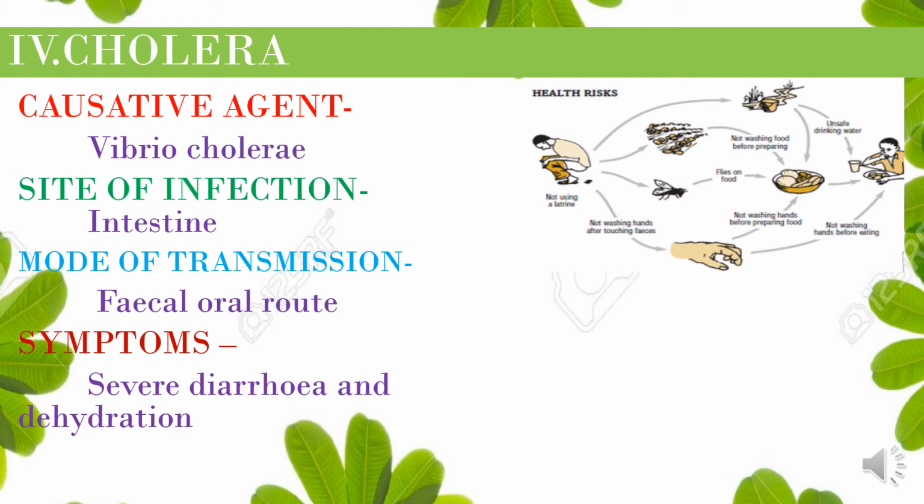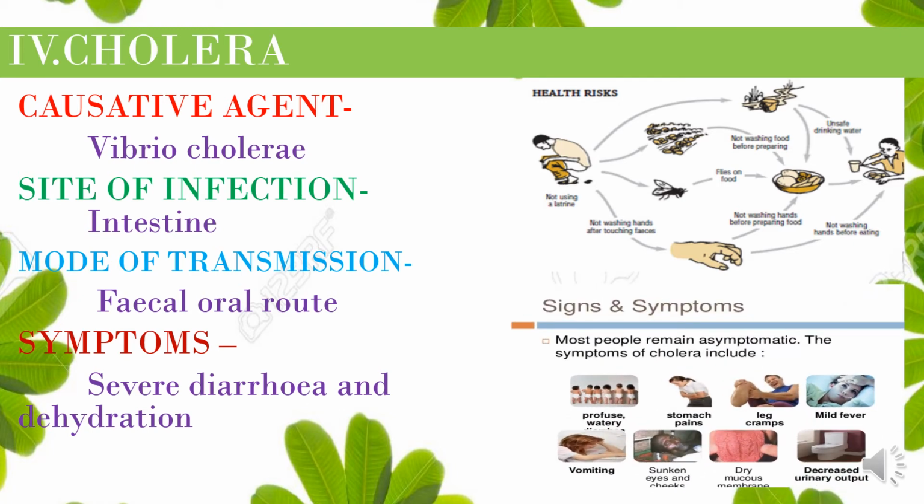The common symptoms of this disease are severe diarrhea and dehydration. Most of the people remain asymptomatic, but some of the other symptoms are watery stool, stomach pain, leg cramps, mild fever, vomiting, sunken eyes and cheeks, dry mucous membrane, decreased urinary output. So this is a disease which is caused due to the unhygienic conditions practiced by the people as well as the contaminated food and water. So it is advised that we practice cleanliness and boil the food and water properly and consume.